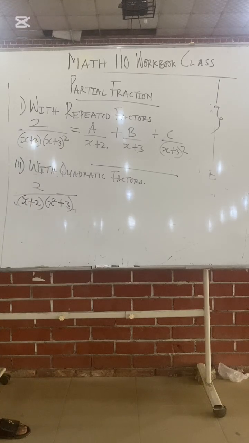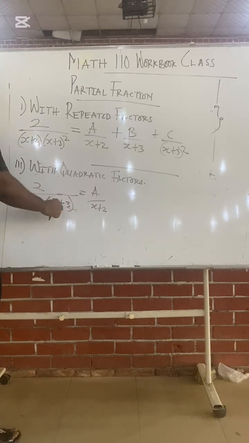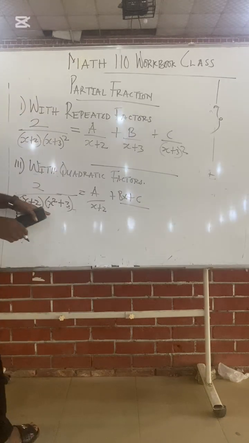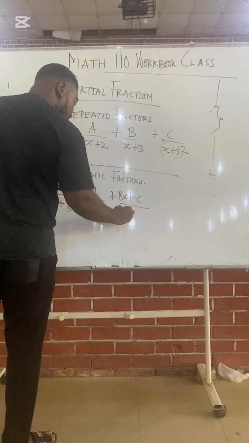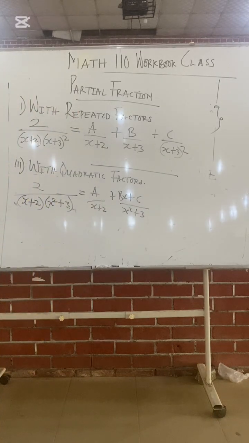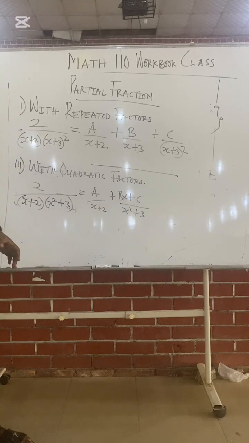This quadratic pattern has its own rule. When one of the denominators is quadratic, what will you do? Class, this one is not quadratic, right? So give this one A all over x plus 2. The one that is quadratic will have bx plus c. So we have A all over x plus 2 plus bx plus c all over x squared plus 3. Why am I giving you the rule?